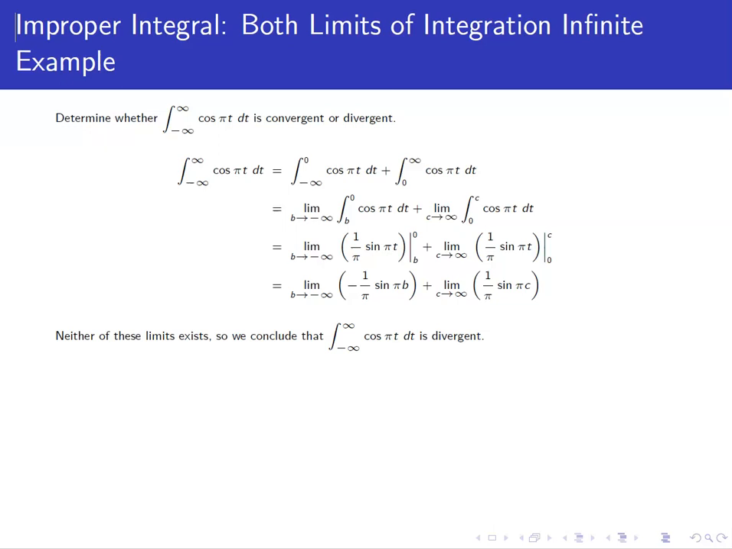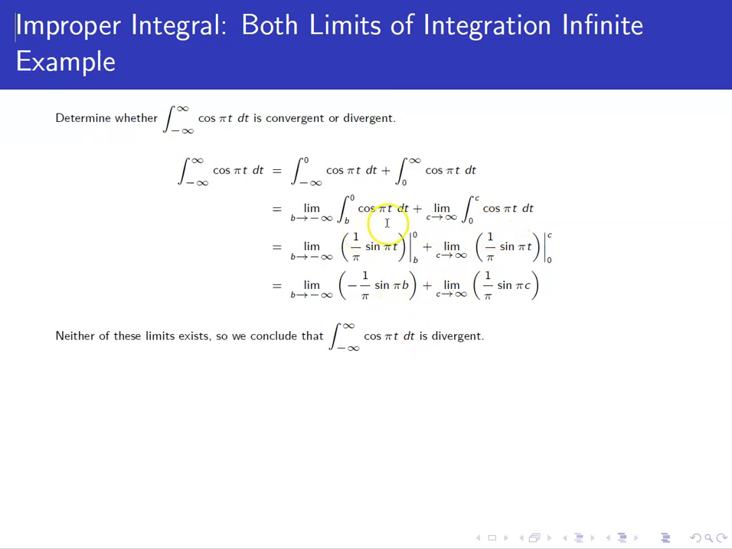We will replace each of those bad limits of integration with a variable and let each variable go off to negative infinity and infinity, respectively. Remember that these are two separate limits here. They have nothing to do with each other, so to make sure that we keep track of that, we'll use a different variable for the first one than we do for the second one. So I'll let the first one, b, go to negative infinity, and let the second one, c, go to positive infinity.